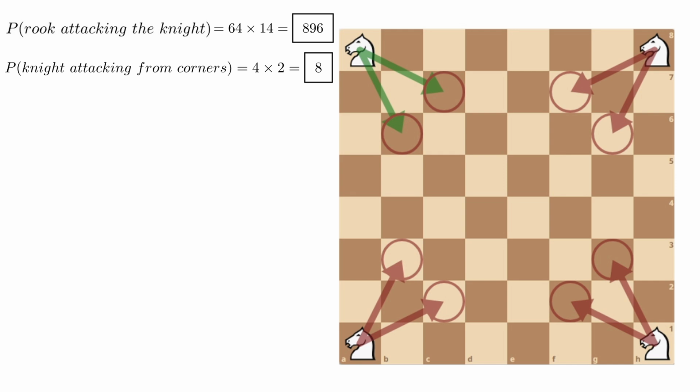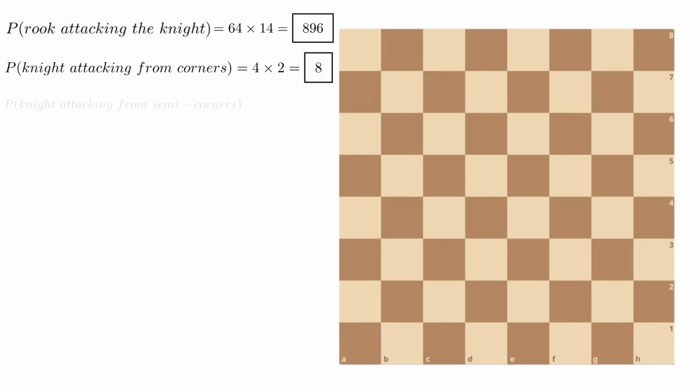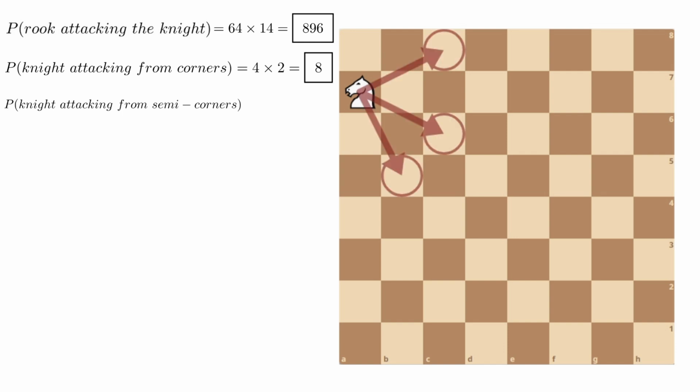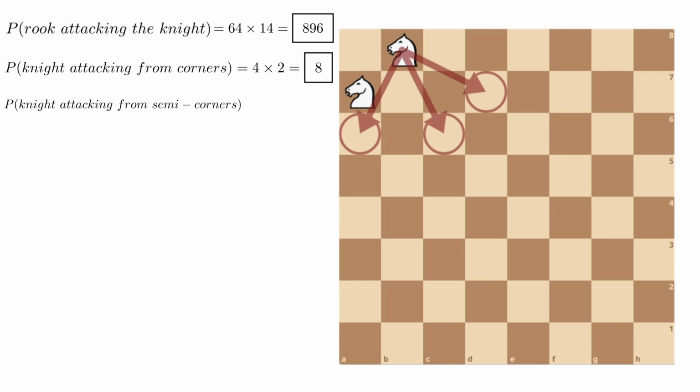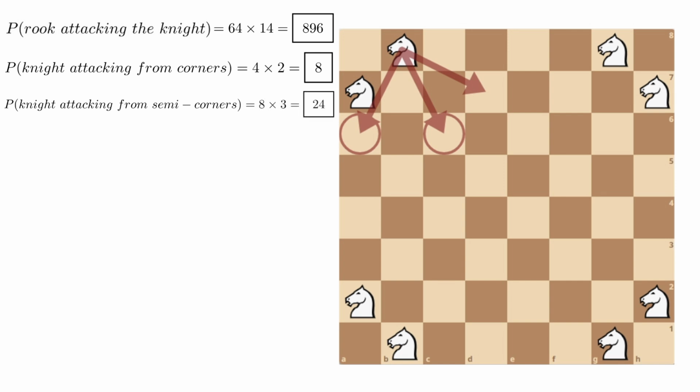So now let's look at the squares from which the knight is attacking 3 squares. From a7, it's attacking 3 squares, correct? It's attacking c8, c6, and b5. The same holds true for b8. From there, it's attacking a6, c6, and d7. So there are 8 squares total from which it is attacking 3 squares. So the possibilities that the knight is attacking the rook from these squares are 8 times 3 equals 24 possibilities.